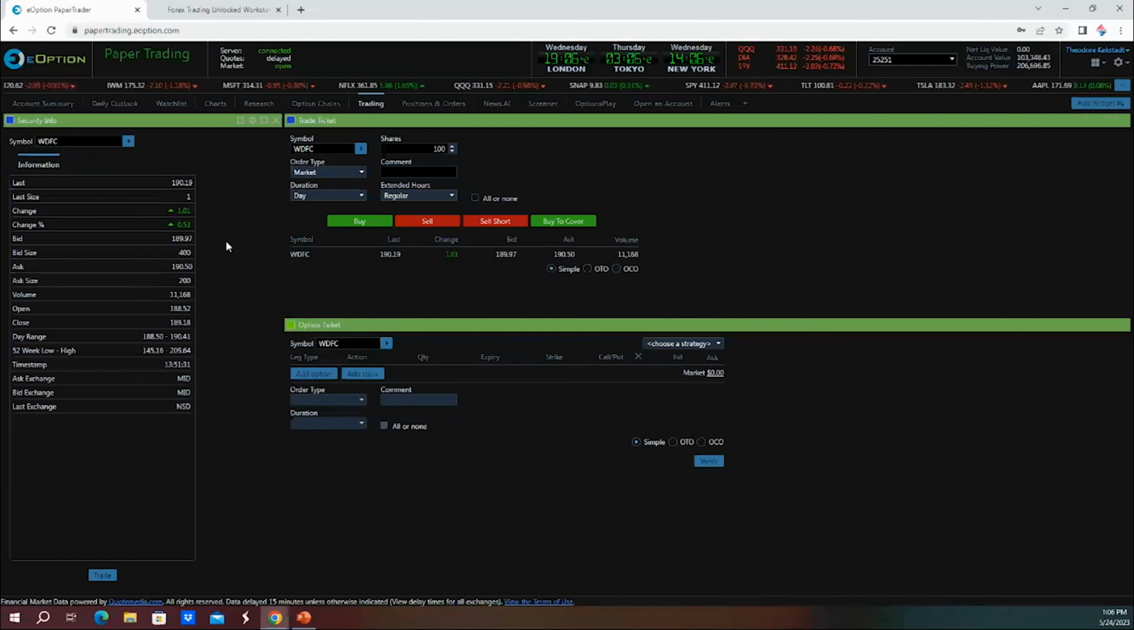So we're going to use puts and calls. When you're looking for long trades, we obviously will be using calls. Remember, a call is a right to buy the underlying market. We'll be using credit spreads on both the bullish and bearish side, and also straddles, which is where you simultaneously buy a put and a call, the same strike price and also the same expiration.